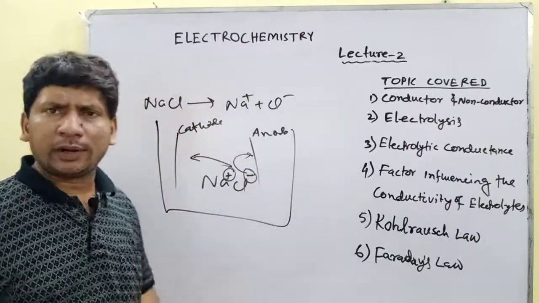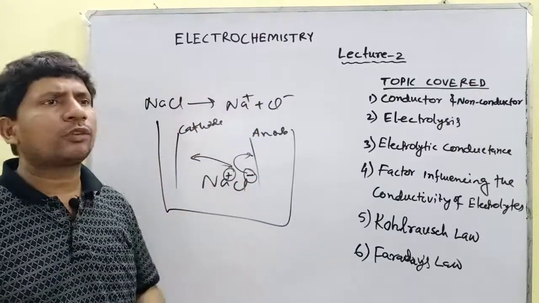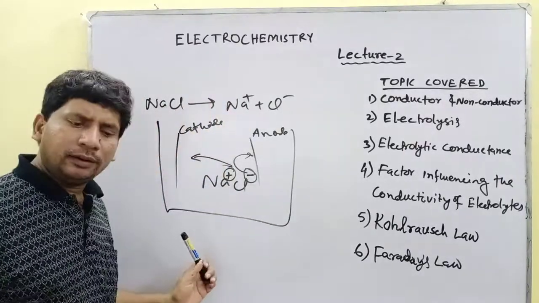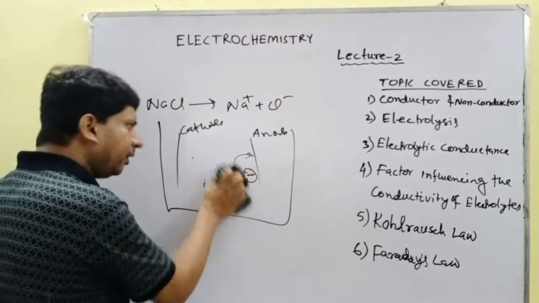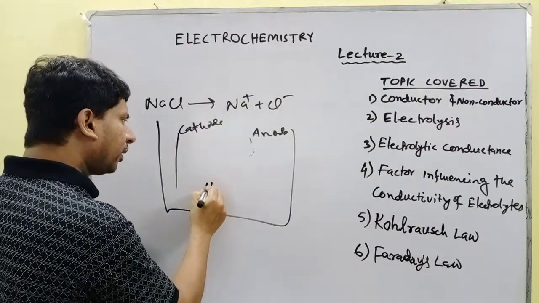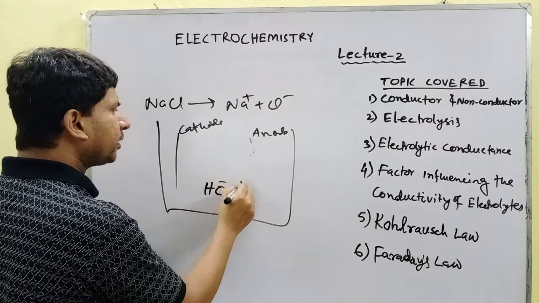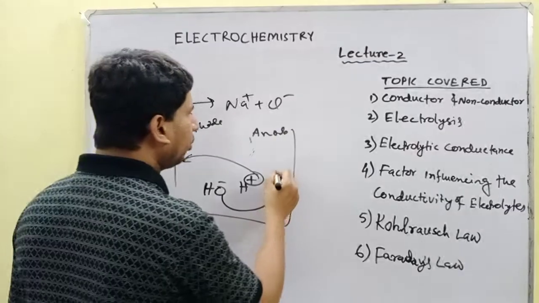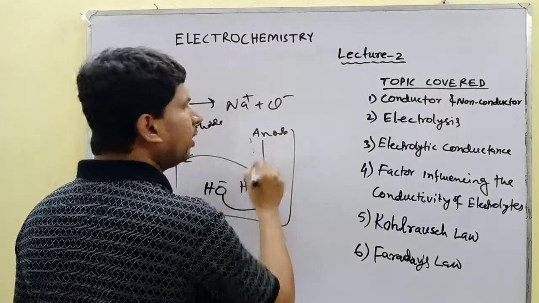The electrolysis of water using the platinum electrode: acidified water can dissociate and it can free hydrogen. That means if water dissociates in this way, OH minus and H plus, then the H plus ion moves towards the cathode and the OH minus ion towards the anode.